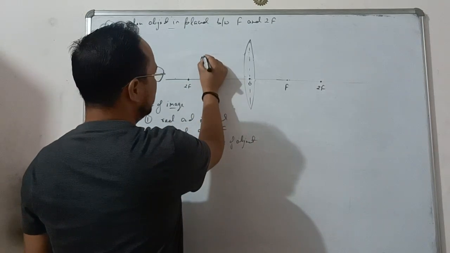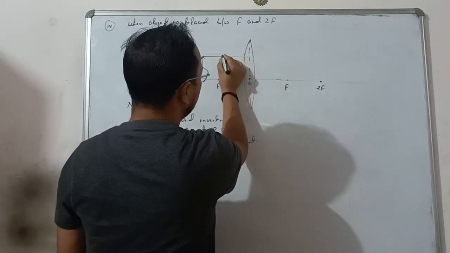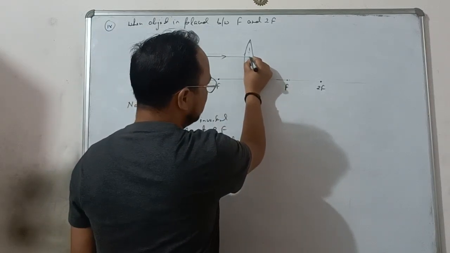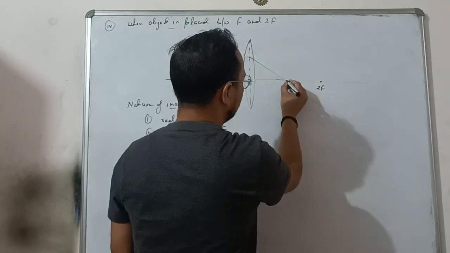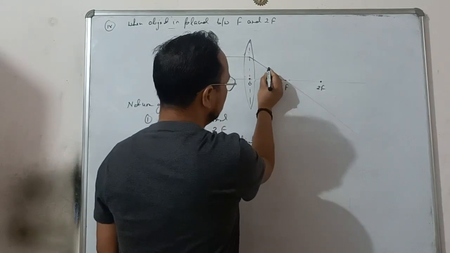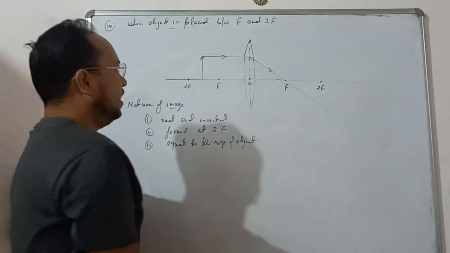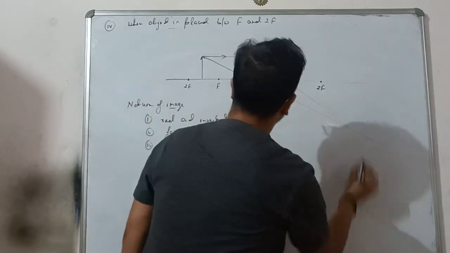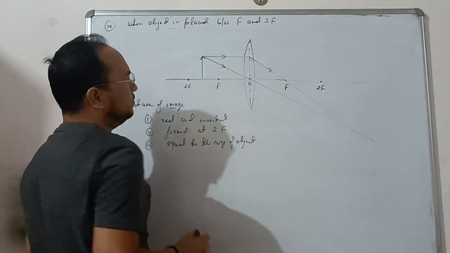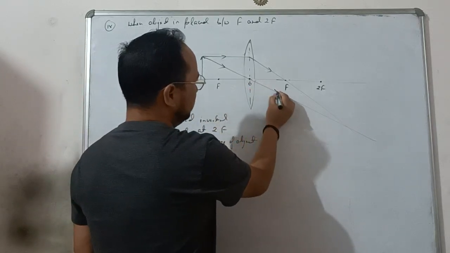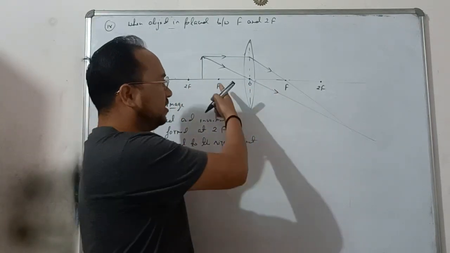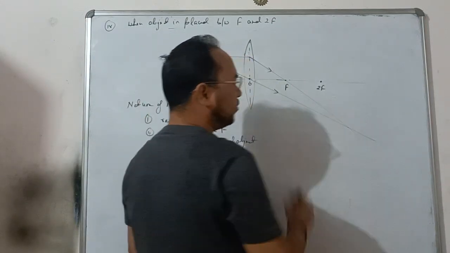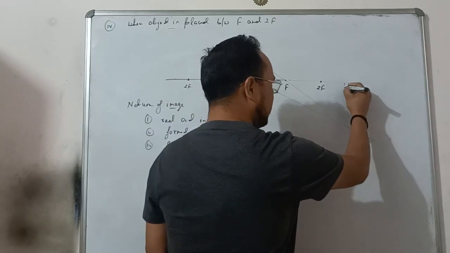For its ray diagram, the first ray will pass parallel to the principal axis, whose refracted path will pass through the focus. So this is our refracted ray, and the second ray will pass through the optical center. So this is the incident ray and this is the undeviated path as the ray is passing through the optical center. You can say these two rays are intersecting exactly at this point. So we can say this is the image.